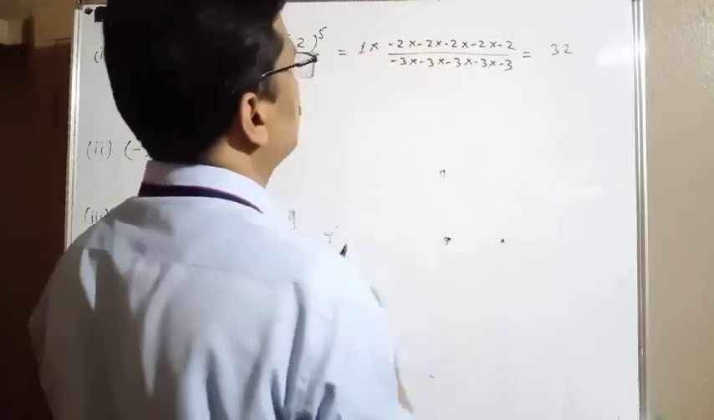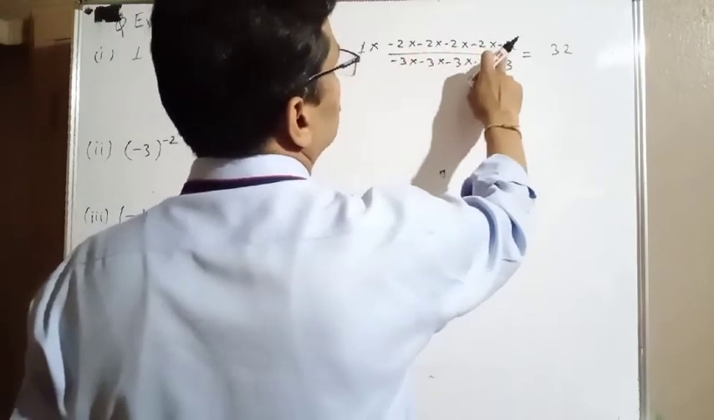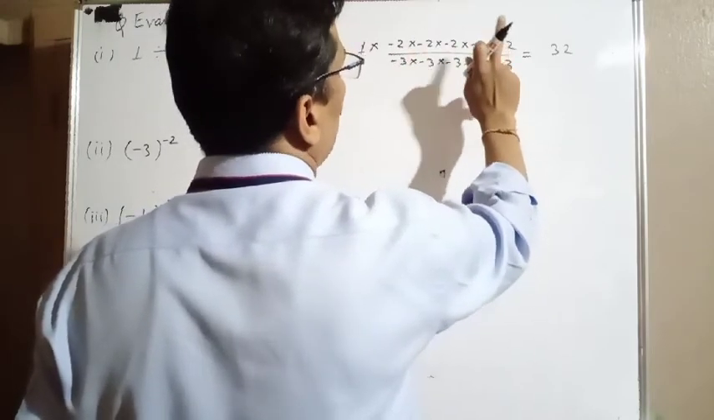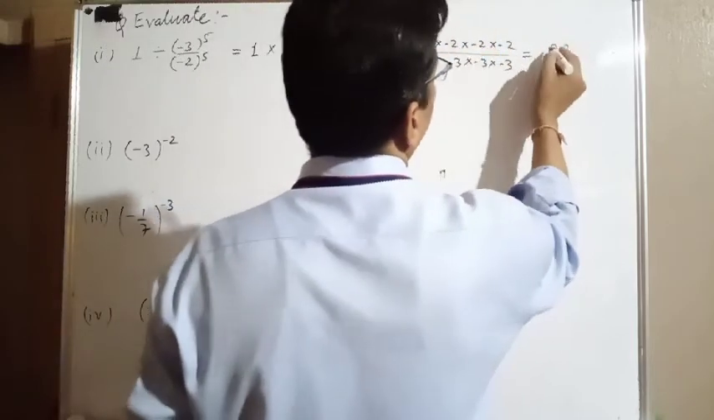One more way is there. I taught you, if the number of negative signs is odd, then a negative sign will come. 1, 2, 3, 4, 5, odd. So the negative sign will come.